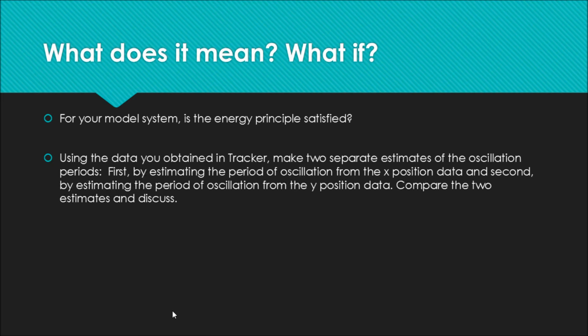The second one. Using the data you obtain in Tracker, make two separate estimates of the oscillation periods. First, by estimating the period of oscillation from the X position data, and second, by estimating the period of oscillation from the Y position data. Compare the two estimates and discuss.